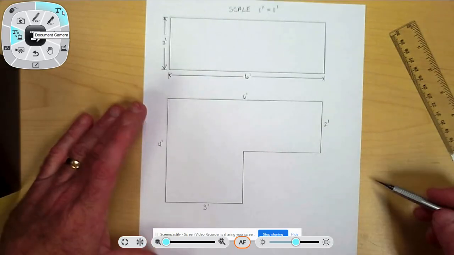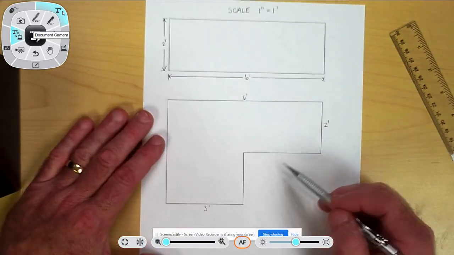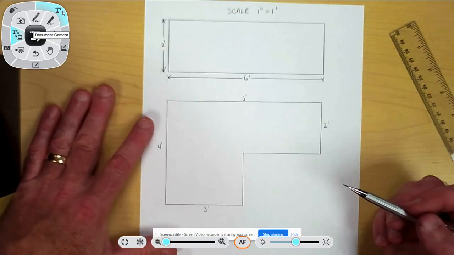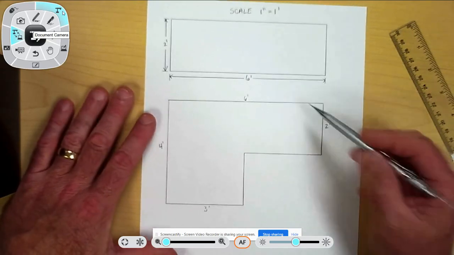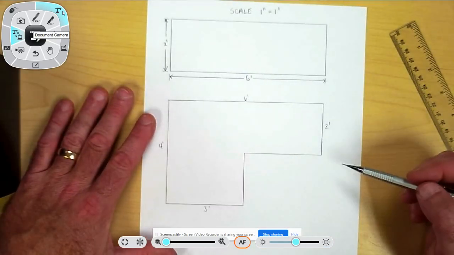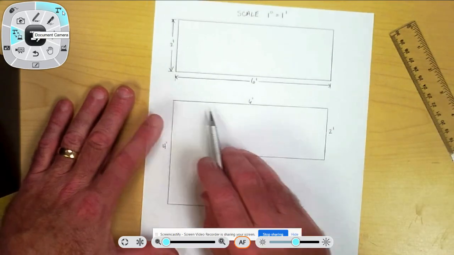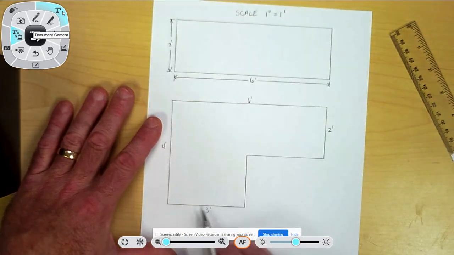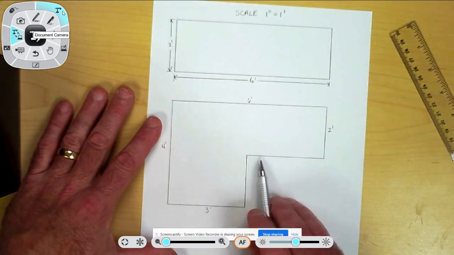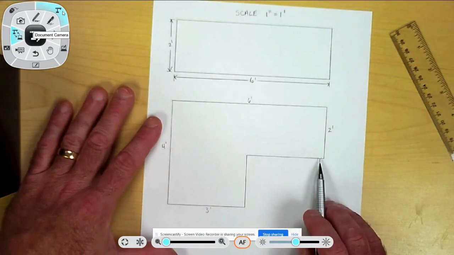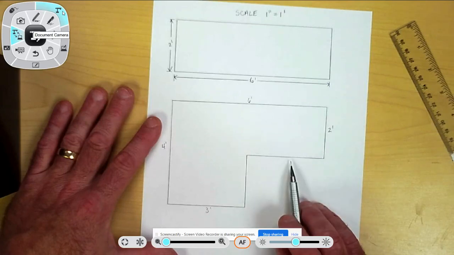Now, you might be wondering, do I need to put a dimension here and here? Well, the answer is no, because all the information we need is already on here. We don't want to clutter it up with extra dimensions when they're not needed. So we know if the top is 6 feet and the bottom is 3 feet, what's left over here must be 6 minus 3, which is 3 feet also.